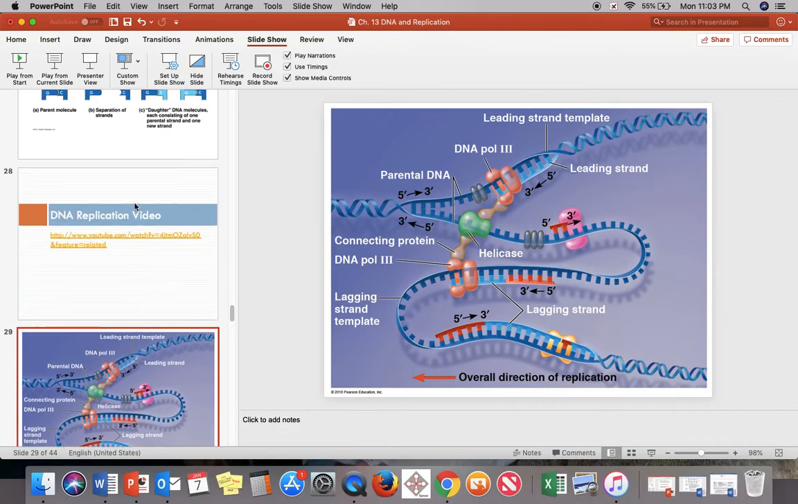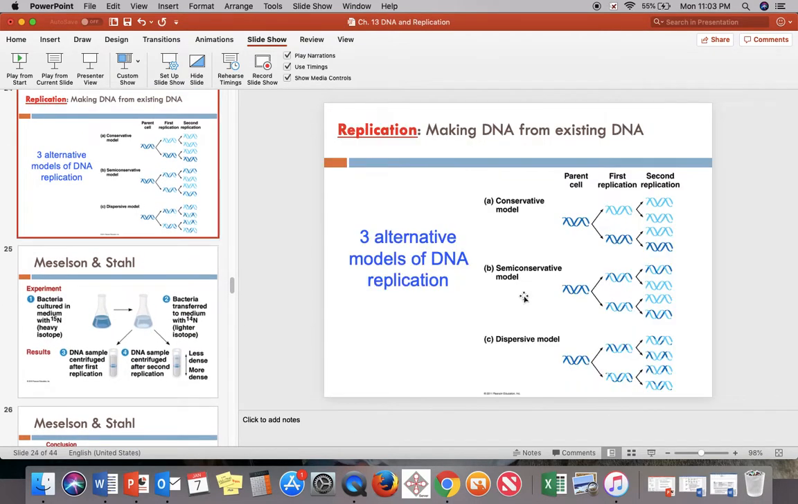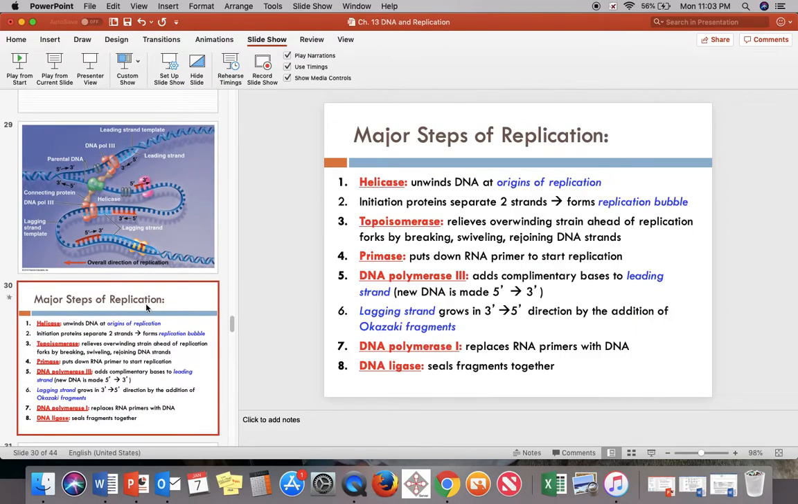Now, as we said in class yesterday, it's a semi-conservative replication. So focus on this right here. Semi-conservative meaning that once this parental strand is opened up, DNA replication occurs, and we end up with one parental strand and one new strand, okay? One new, one old. All right.